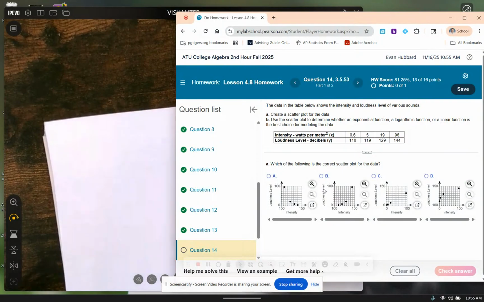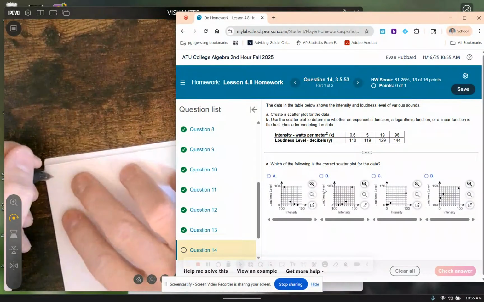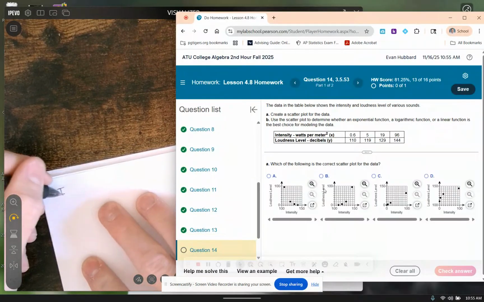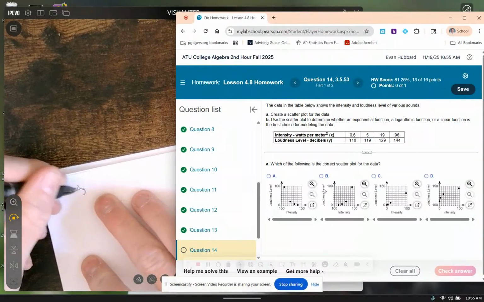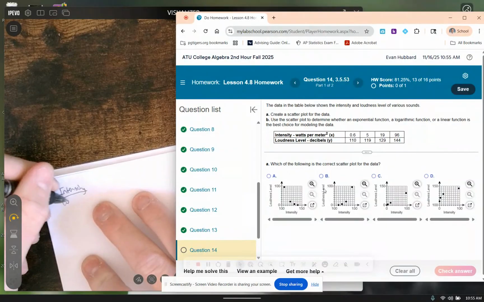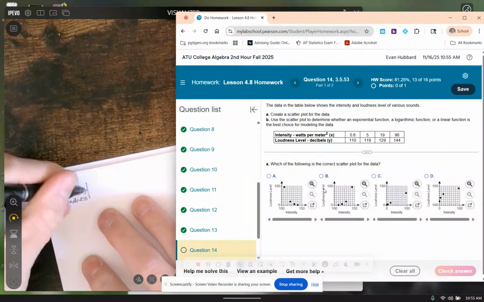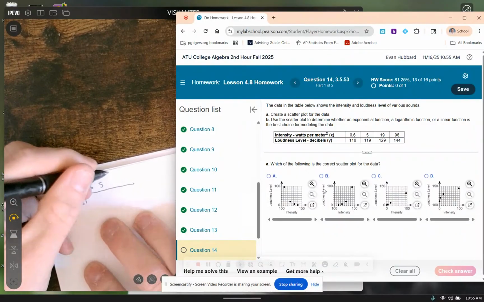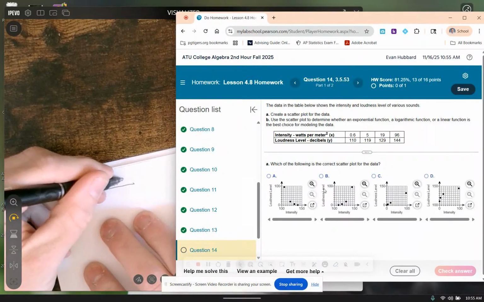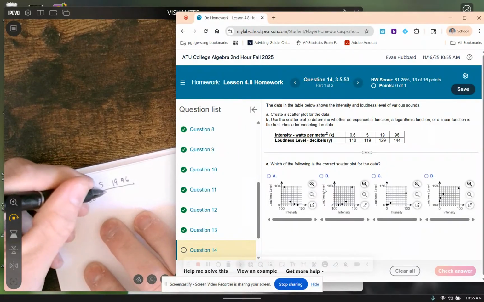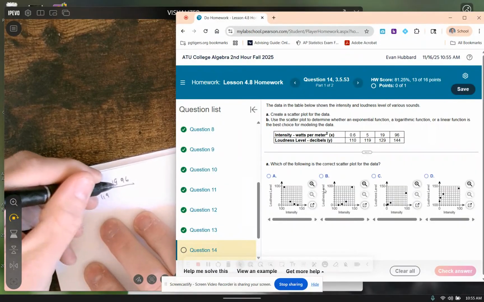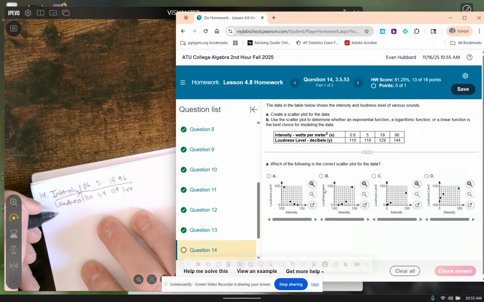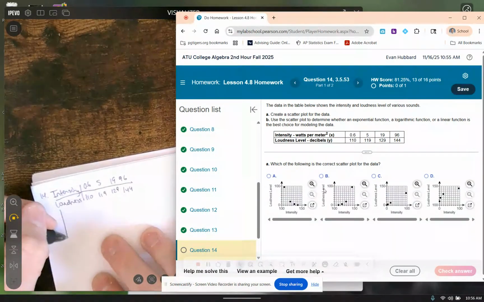On 14, we have the data of intensity. I'm just going to sketch here in loudness level. I'm just going to put loudness. So I've got 0.6, 5, 19, 96, and then 110, 119, 129, and then 144. Okay, and they're going to start at 100 when they do theirs.